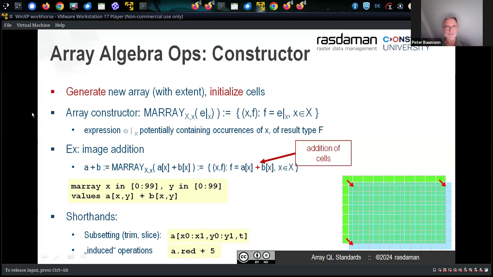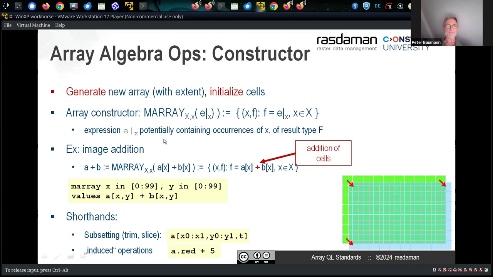In the yellow box, you find the query language equivalent to it, where we have an MDA constructor that first defines the iteration, which is implicit. So x goes from 0 to 99, y goes from 0 to 99. And in the values clause, we have an expression that computes a value for every position. Once again, in what sequence we do that is totally open. Okay, so we can do something as simple as a matrix addition, for example. And once we have that, we find out that, oh, this is too complicated. We want to have shorthands. And so we come up with shorthands for several common cases, brackets for subsetting, and what somebody called induced operations. We just write an expression, and then it's silently applied to the whole array altogether.